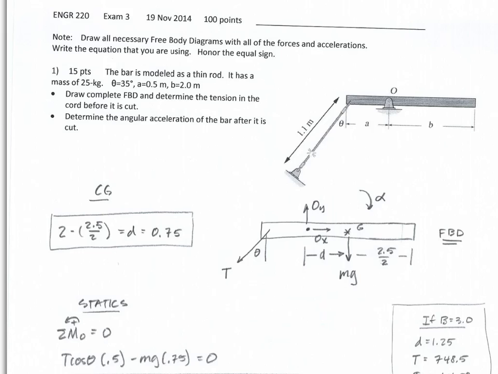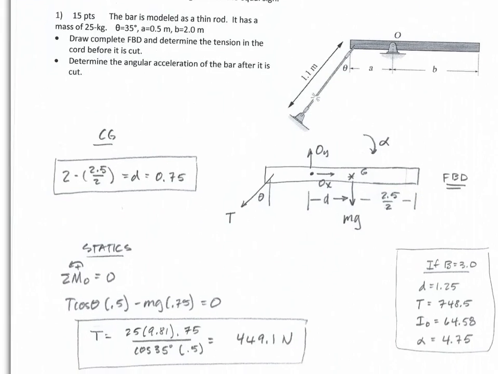I ask you to draw a free body diagram, and the free body diagram in statics or in dynamics always includes those reaction forces. I wanted to make sure that you drew those in there. You've got a center of gravity here, and so then mg is acting down through there. We had to find the distance between the point of rotation and the center of gravity, and I found that distance as 0.75.